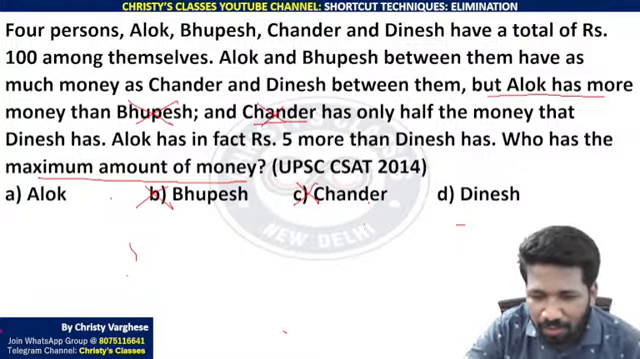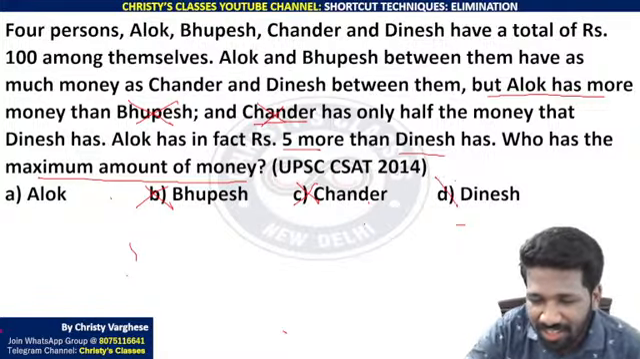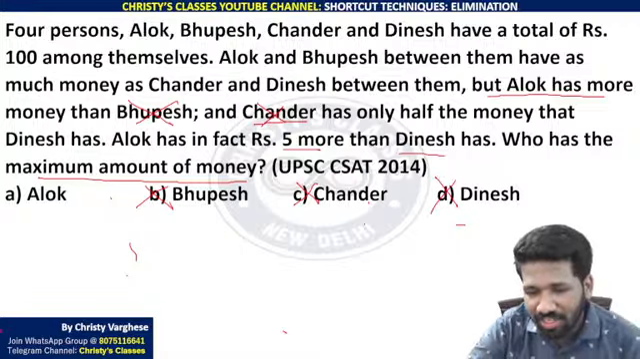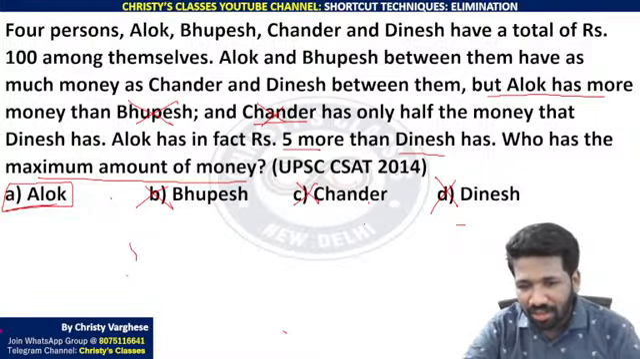Alok has in fact 5 rupee more than Dinesh. That means Alok is richer than Dinesh. So Dinesh can be eliminated. So the only option remaining is Alok. How easy is the solution? And as I told, we used selected statements. We didn't use this data, total money is 100.